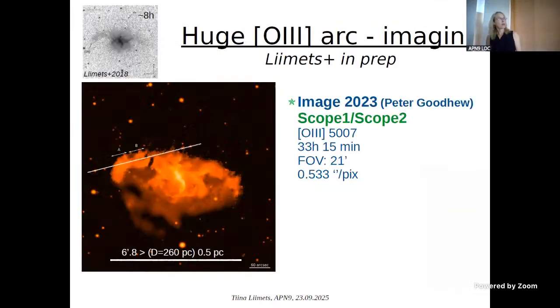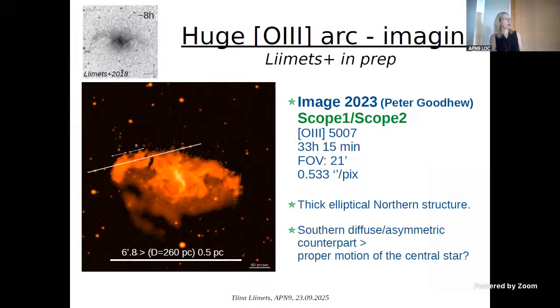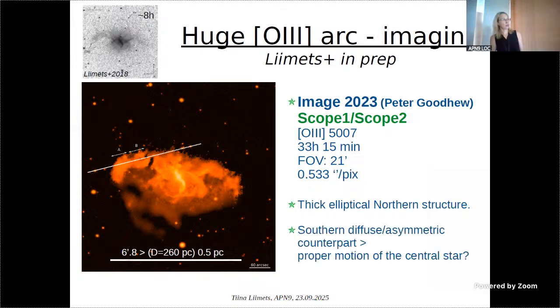So starting with the furthest or the largest outflows of R Aquarii. This is where we started from, and then there was another amateur astronomer, Peter Goodhue, who a few years afterwards exposed more than 33 hours. So what we saw then was that it's not just a faint arc, but a thick elliptical structure in the north, and in the southern part it is more diffuse and asymmetric.